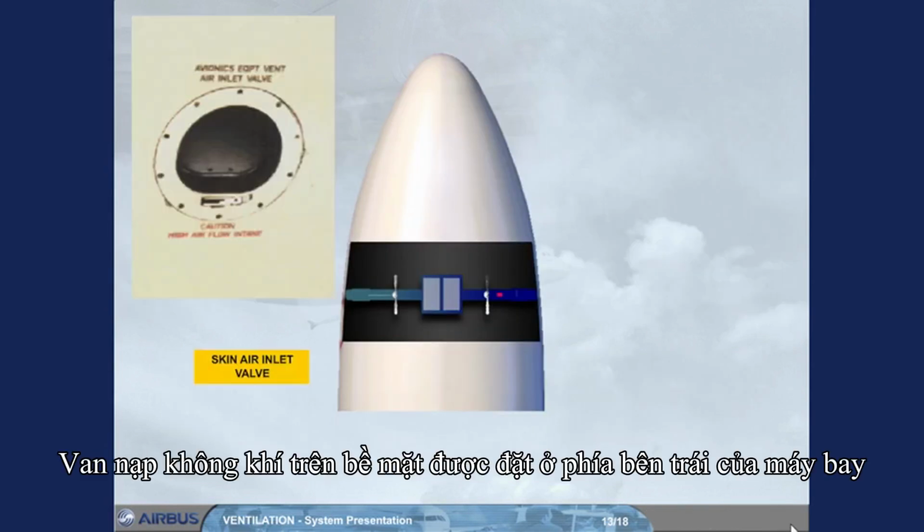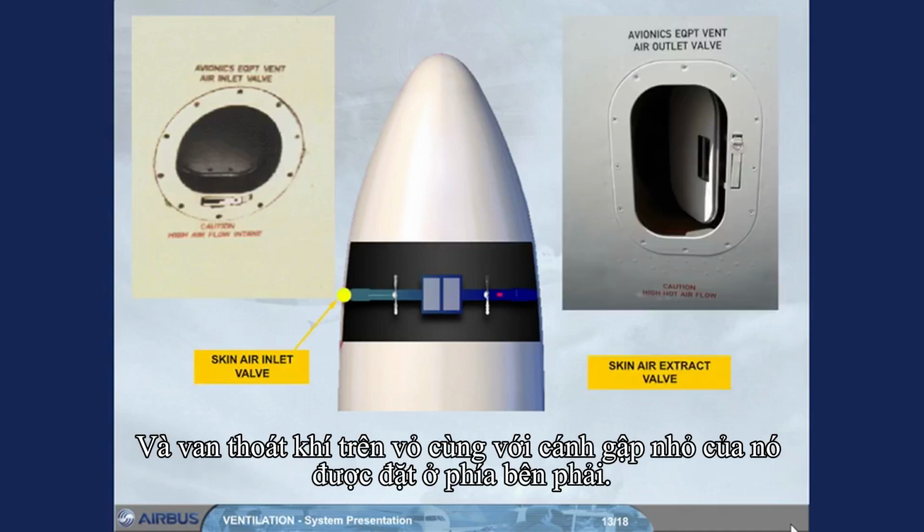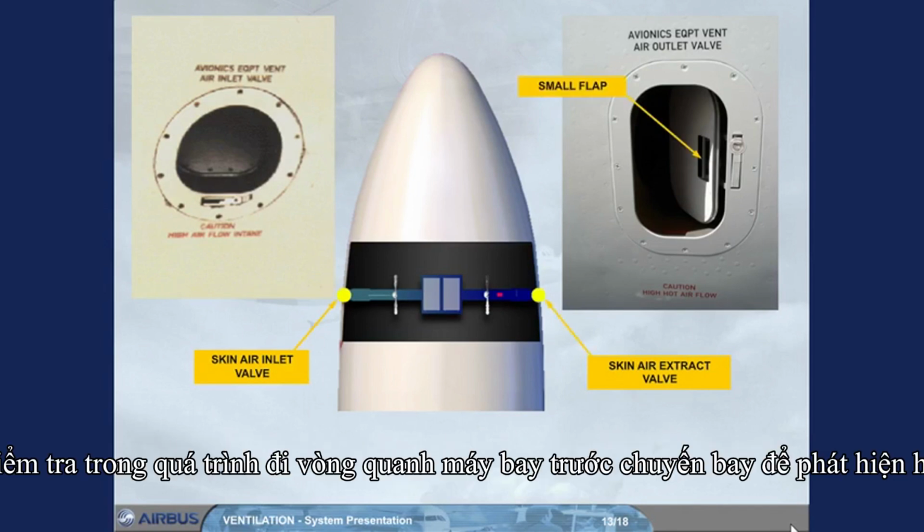The skin air inlet valve is located on the left-hand side of the aircraft, and the skin air extract valve with its small flap on the right-hand side. Both valves are inspected during the pre-flight walk-around for damage or obstruction.